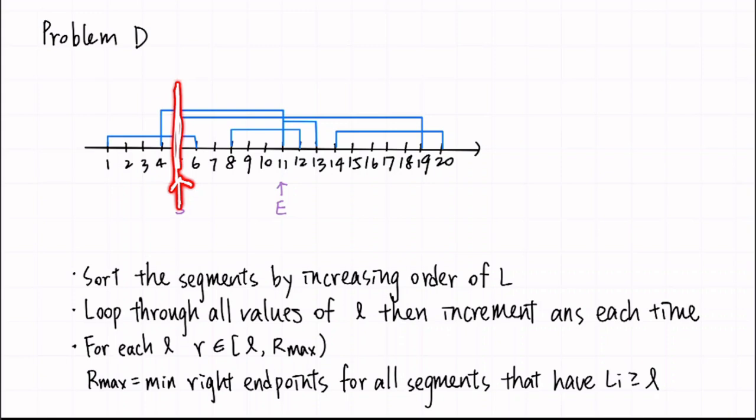So for this case, when L is 5, any other segment that has its L endpoint greater than or equal to 5 would be included in our segment. So we find the minimum R endpoint for all these segments, which is just 11 for this case.